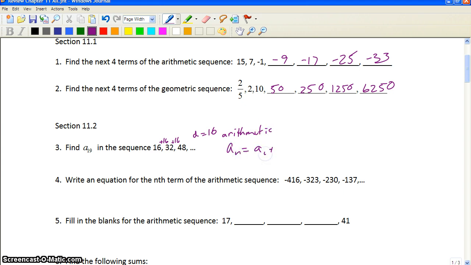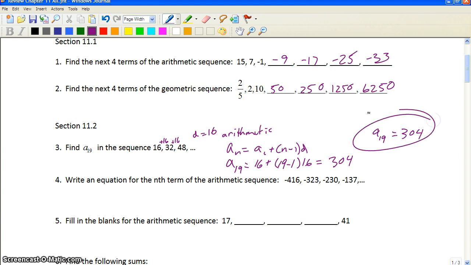By the way, how am I doing this problem? How do I know what I'm doing? Well, first I'm identifying what kind of sequence it is. Then I'm throwing out some equations and using those equations as I can. So common difference is 16. We're looking for the 19th term, so n is 19. A sub 1, the first term, is 16. So we calculate a sub 19, and it turns out to have a value of 304. So the 19th term is 304.